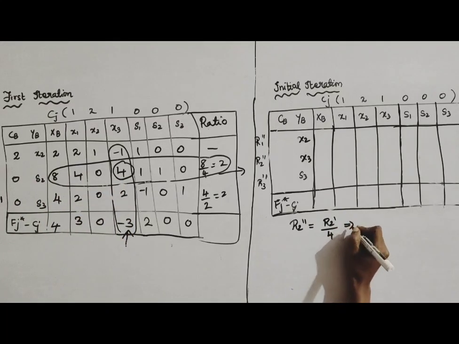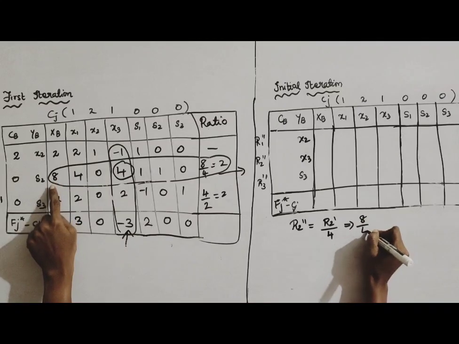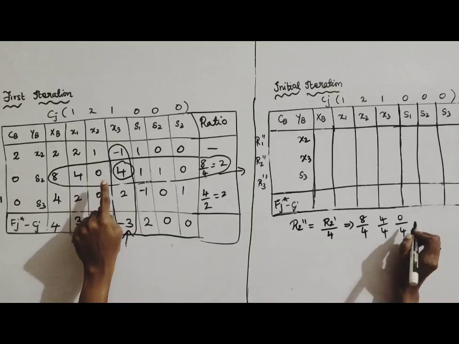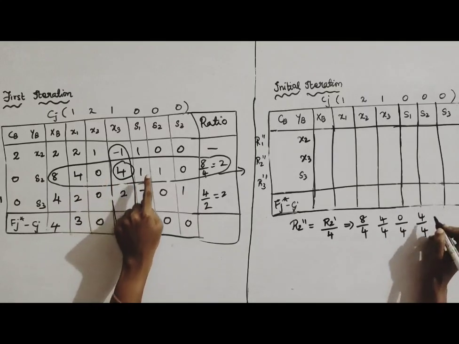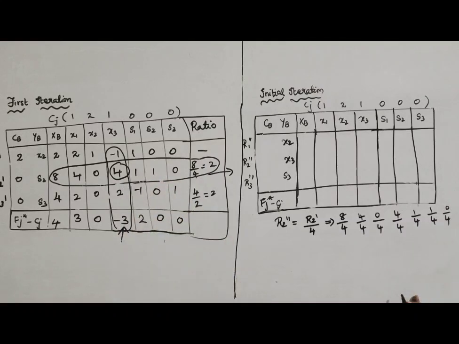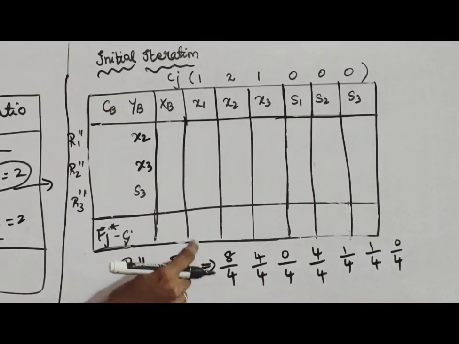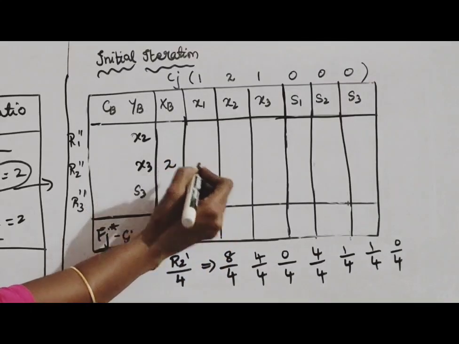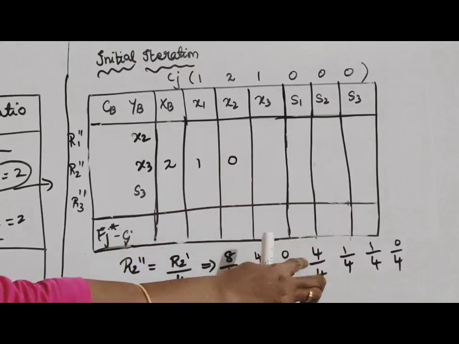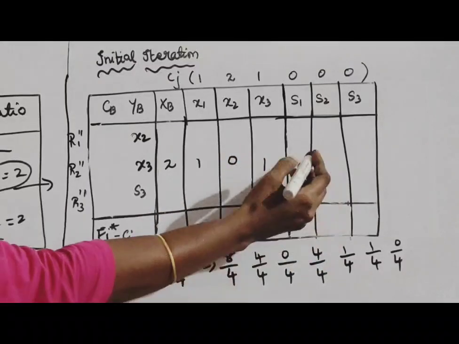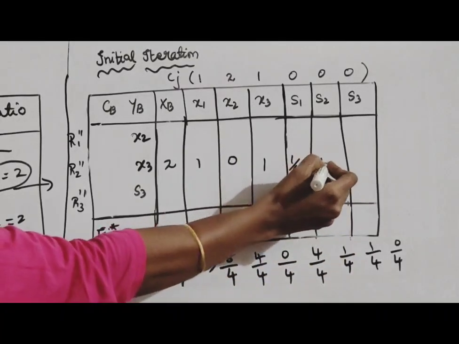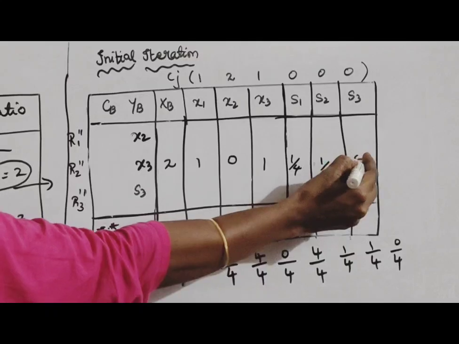4. That is 8 by 4, 4 by 4, 0 by 4, 4 by 4, 1 by 4, 1 by 4 and 0 by 4. What are the values? Here 8 by 4 is 2, 4 by 4 is 1, 0 by 4 is 0, 4 by 4 is 1. 1 by 4 is 1 by 4. You have to maintain the fraction. Okay. Again 1 by 4 is 1 by 4. 0 by 4 is 0.